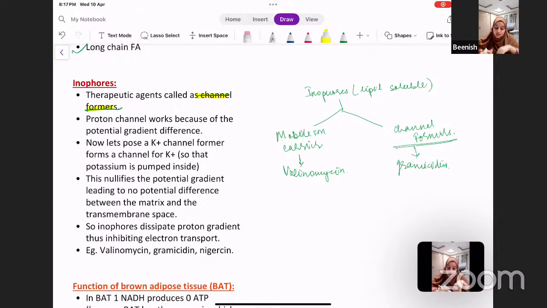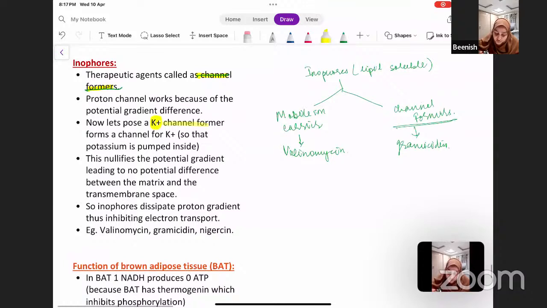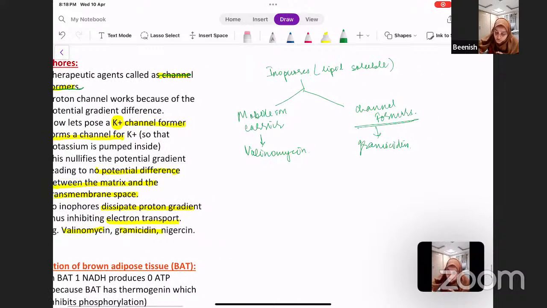Now what happens? Let's suppose these channel formers form potassium channels. Your potassium is pumped inside via these potassium channels. This nullifies the potential gradient, leading to no potential difference between the matrix and the intermembrane space. So now what will happen? Your proton channel will not work, because it works only because of the potential difference. So ionophores are involved in dissipation of the proton gradient and thus inhibiting electron transport. Examples being valinomycin and gramicidin.